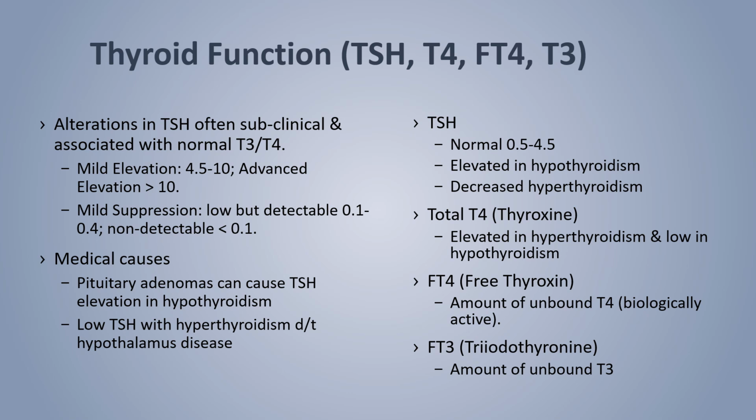Then we've got our free thyroxine, or free T4, and that is going to be the biologically active form, essentially. That's what's actually going to do something, right? And then just in general, if we're going to get a T3, that is just the total amount of unbound. So that's going to include active and inactive.